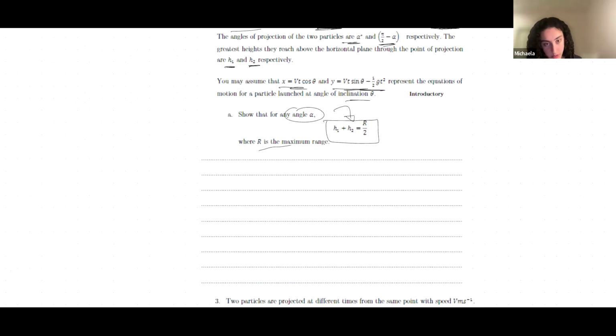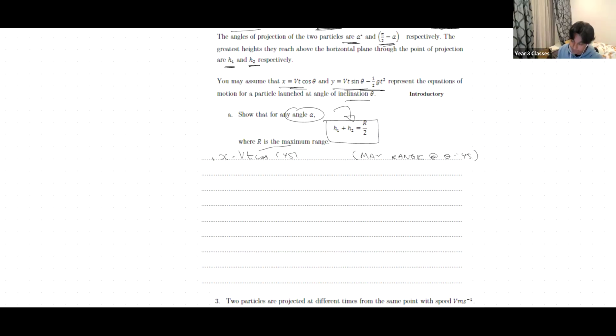All right. So X equals VT cos 45. X equals VT root 2 all on 2. So just one on root 2, rationalized. Yep.